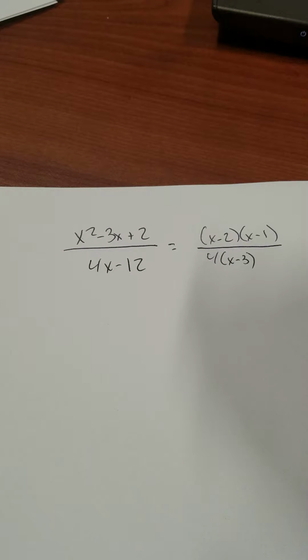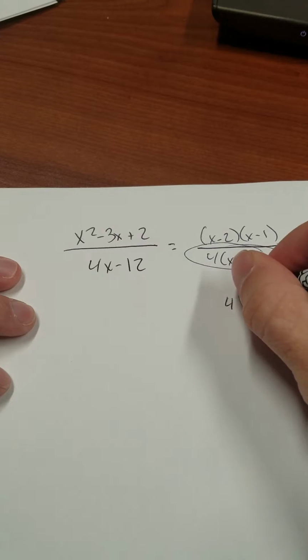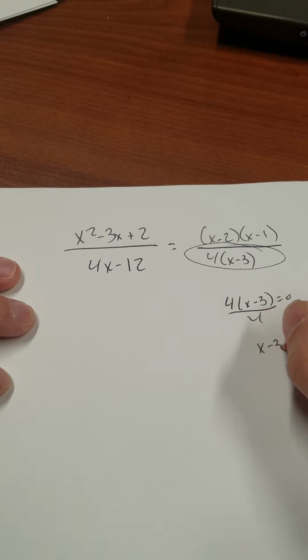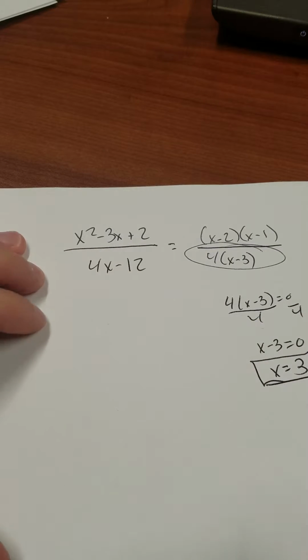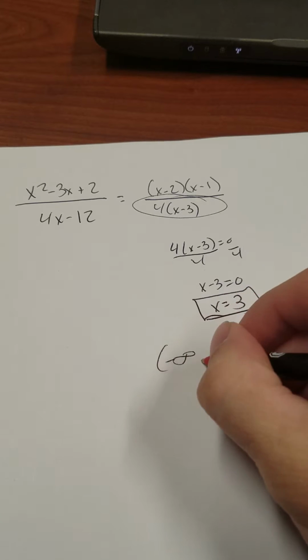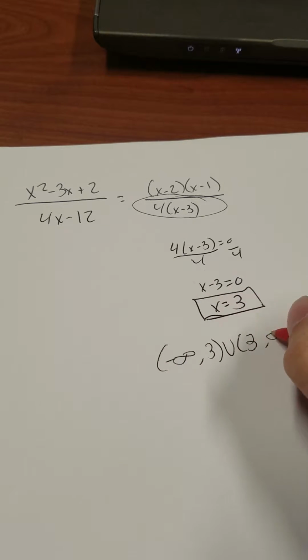So the way we find out where the domain equals 0 is take the denominator, set it equal to 0. 4 times x minus 3 equals 0. Divide by the 4. X minus 3 equals 0. X equals 3. That creates a problem. That is where our domain does not exist. So -infinity to 3 union 3 to infinity.